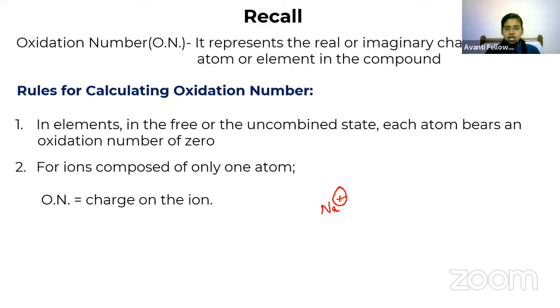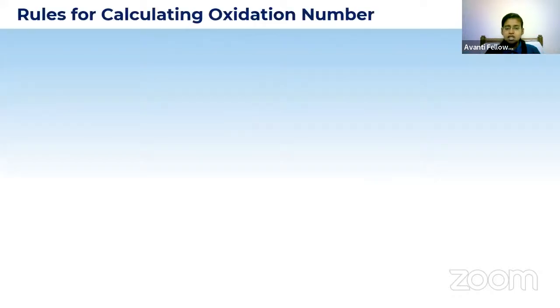Today we are going into rule number 3 for calculating the oxidation number. Rule number 3 is about the oxygen story. We are going to discuss the oxidation number of oxygen. First of all, mostly oxygen will have the oxidation number of -2.